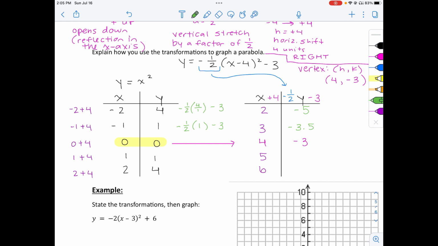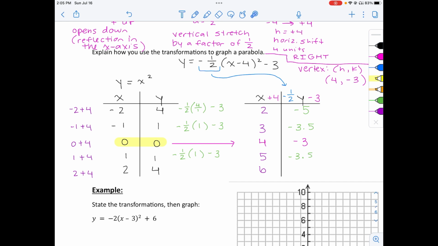And then what you might notice here is we don't need to calculate the next one because this y value is 1 again. So the equation, if I were to calculate it, would be the exact same as this, right? Negative 1/2 times 1, subtract 3. So this would be, again, negative 3.5.